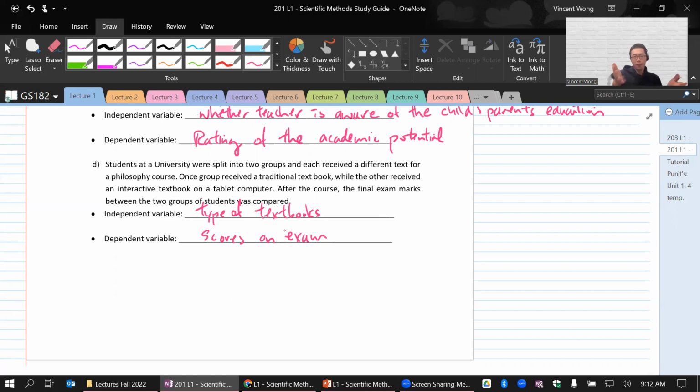All right, so hopefully that clears up independent and dependent variable. You will have to know this for the quiz, for the test, and for the lab. So make sure you have a good understanding of this.